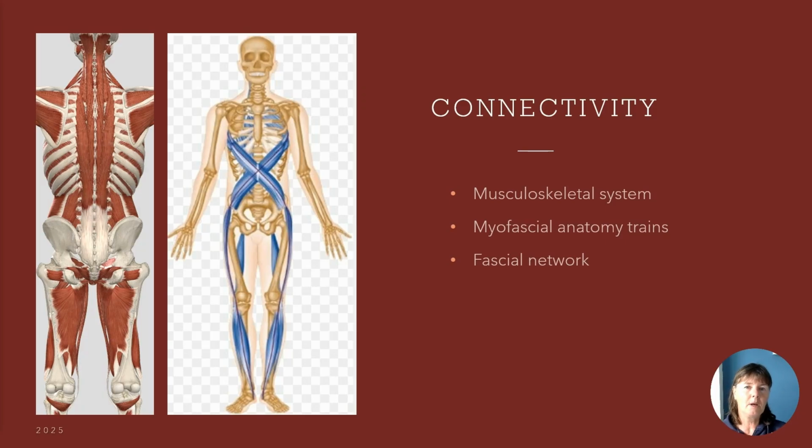So when somebody comes in with knee pain, we should also be looking at the hip joint, the ankle joint and the foot. With neck pain, we should be looking at the shoulders, the top of the rib cage and the cranium. With lower back pain, we should also be looking at the pelvis and the hip joints.